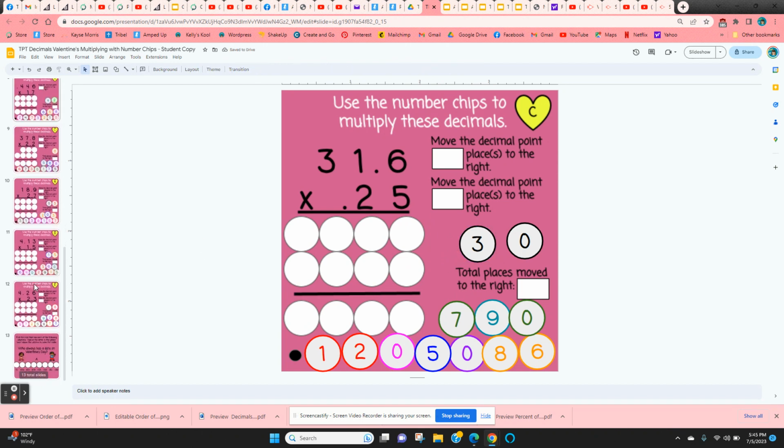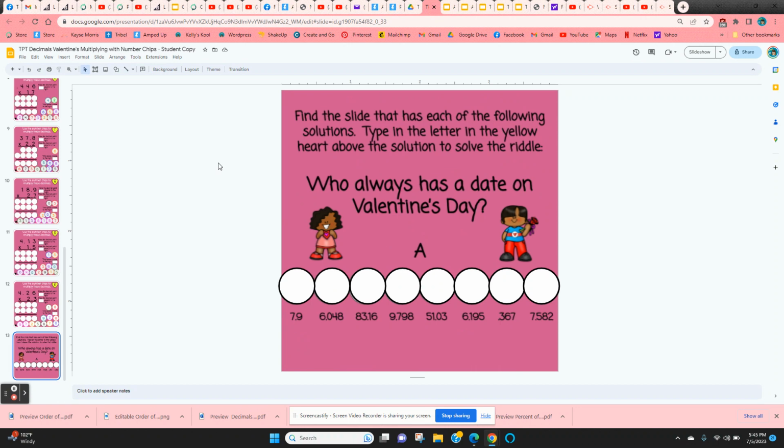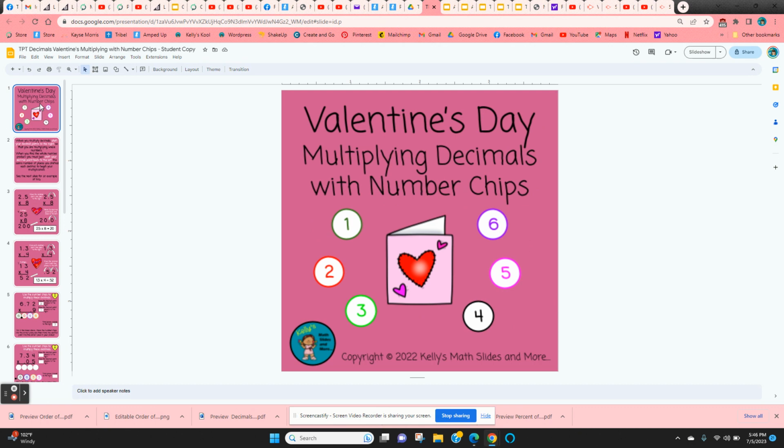Okay, so lots of practice. You notice every slide has a yellow heart with a letter inside. They're going to be using that in order to solve a riddle on the very last slide. So when they get to the last slide, slide 13, they have a riddle here for Valentine's Day, who always has a date on Valentine's Day. And to find the answer, they've got all of these products. They're going to find the slide that has each one of these products. They're going to take the letter that's in the yellow heart and they're going to type it above its product, and that will answer their riddle. So this is a digital lesson, multiplying decimals with number chips, the Valentine's Day version.